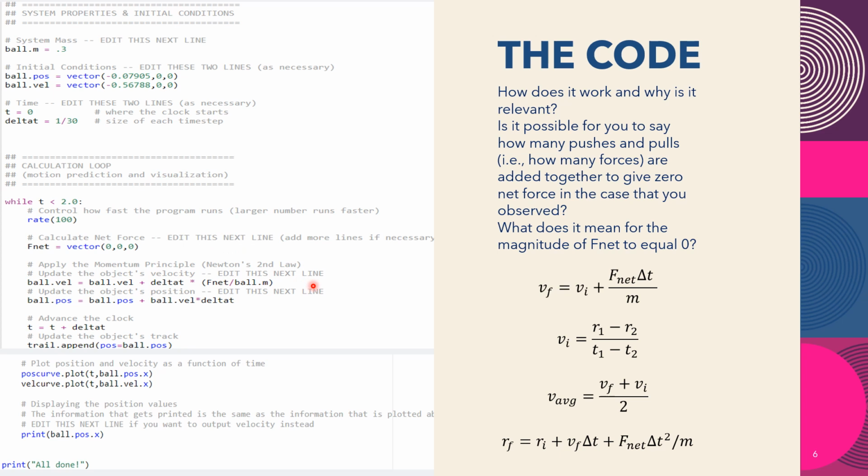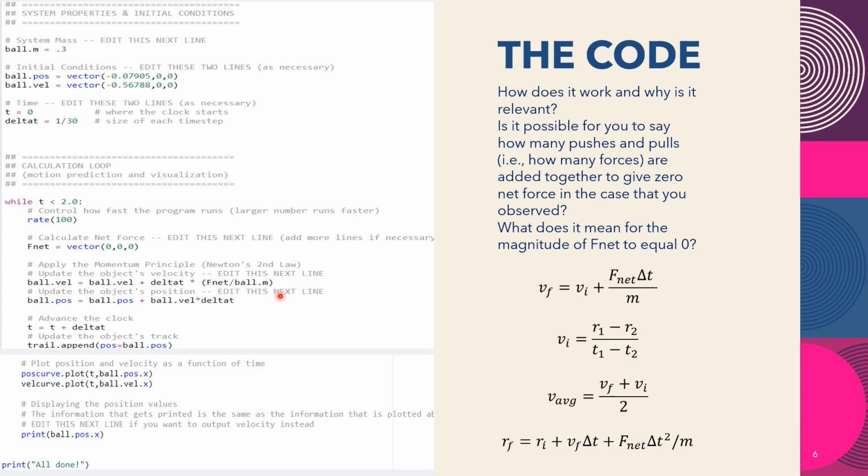And down here we have our final velocity vector, an equation where the vector is being updated by adding our initial velocity vector to the force times the elapsed time divided by the mass of the ball, which will go to 0 due to the 0 magnitude force.